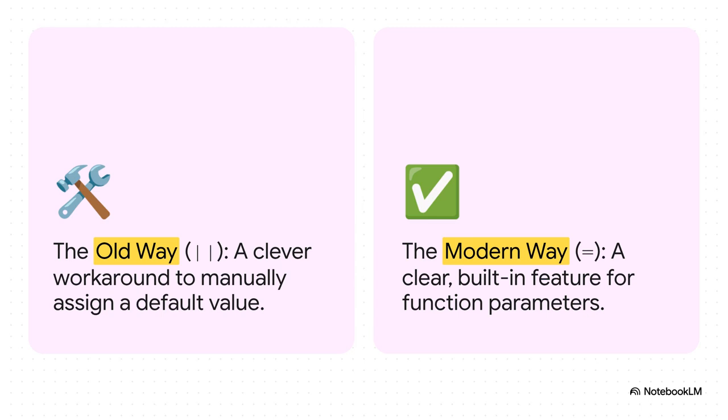What's really cool here is how the intent changes. The old way, using that OR operator, was a clever trick, but it wasn't perfect. It actually had a bug. If you wanted to pass in the number 0 or maybe an empty string, that old code would mistakenly replace it with the default. But the modern way, it's not a trick. It's a real feature. It clearly states, hey, this thing has a default, and it works exactly like you'd hope.